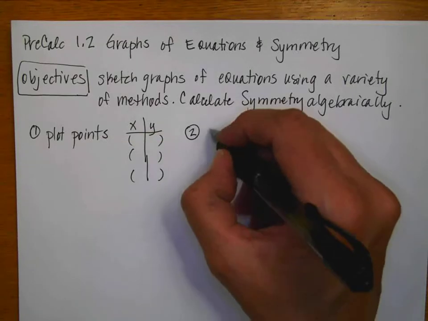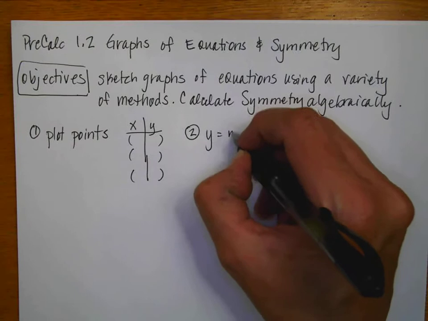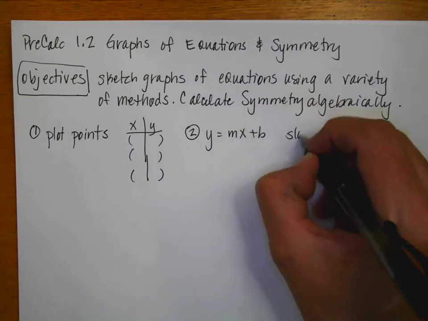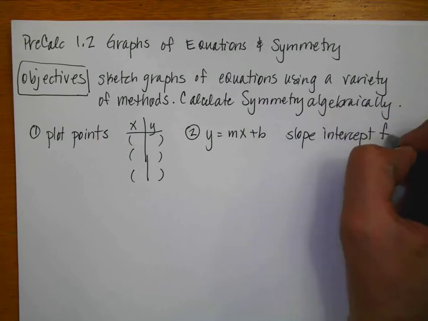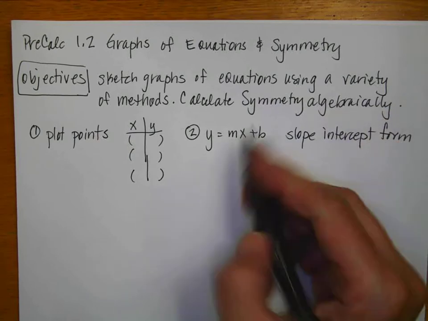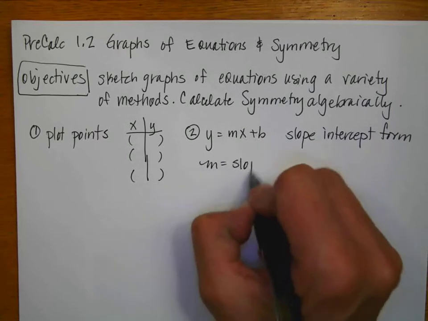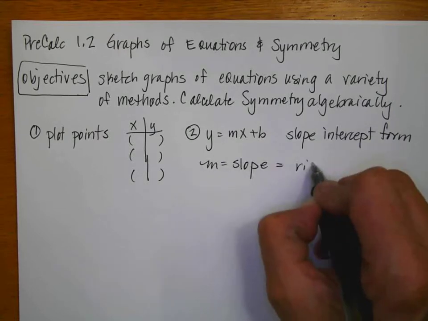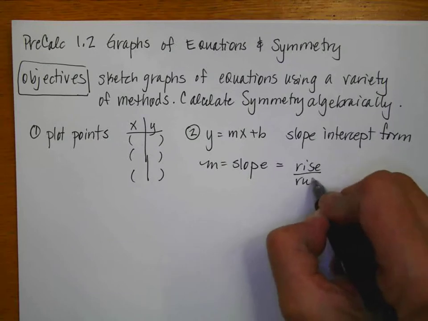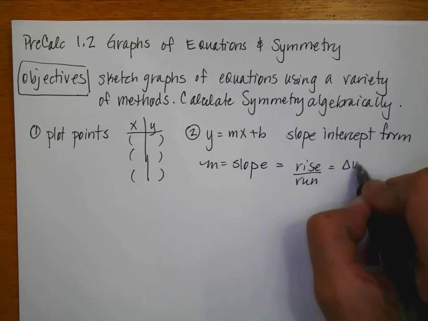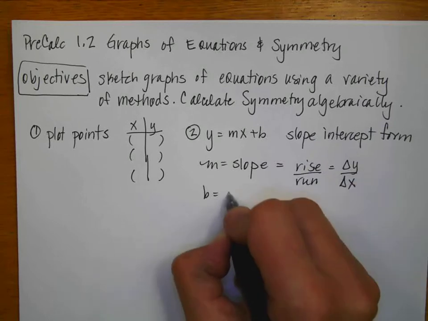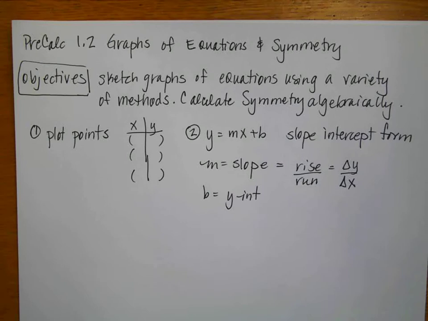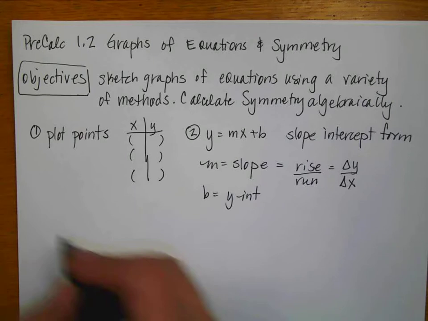The second method that we can do is we can graph y equals mx plus b, which is the slope-intercept form of a line. Remember that m represents the slope, which is rise over run, which is the change in y's over the change in x's, and then b is going to be the y-intercept. And then 2 points define a line, so you connect the points and then you graph.